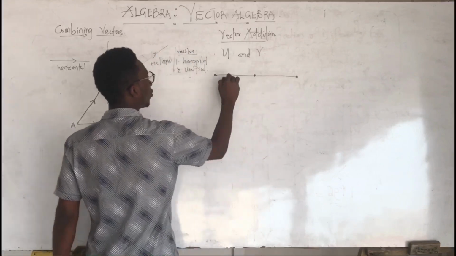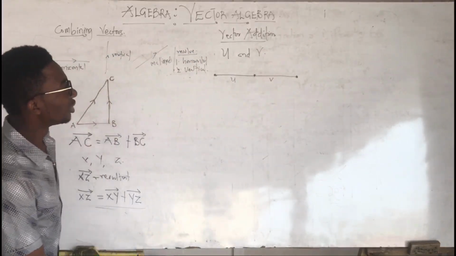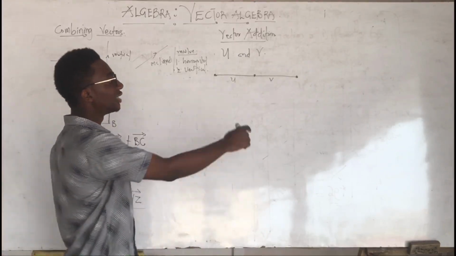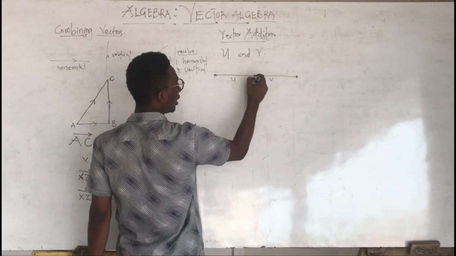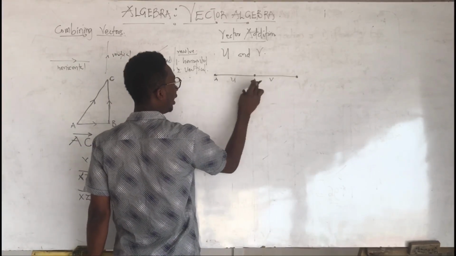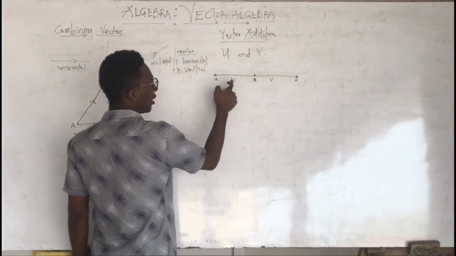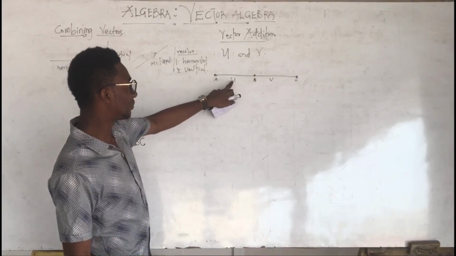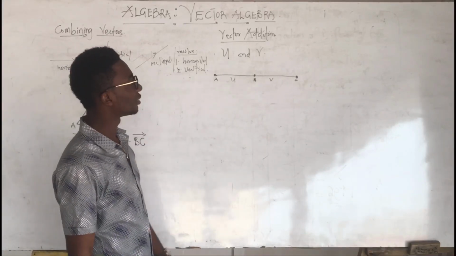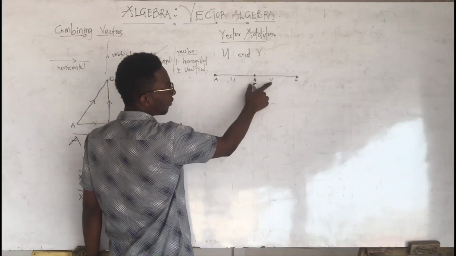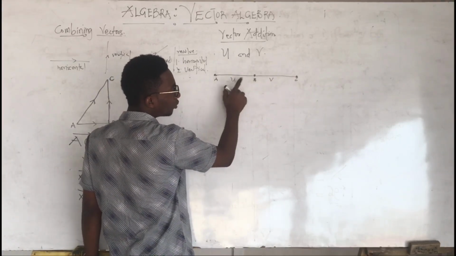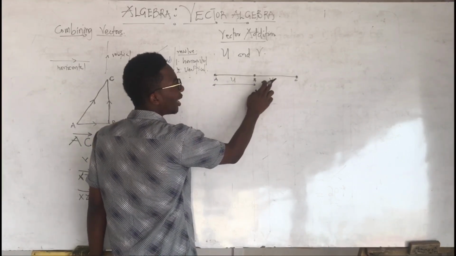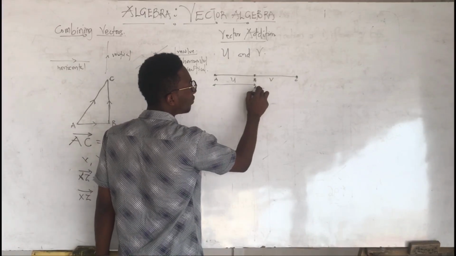And these vectors are u and v. These vectors are positioned in the sense that the initial point of v starts from this point, let's say this point is A. So let's say A, B, C. You have vector u and vector v, and the initial point of vector v is the terminal point of u. So when you start from here, you end at B. But the point B is the initial point of v. v will also start at B and end at C.